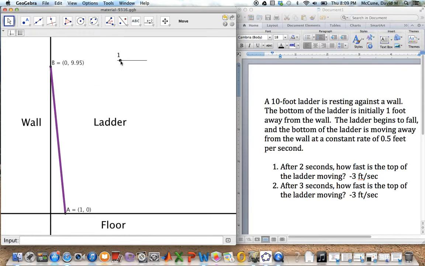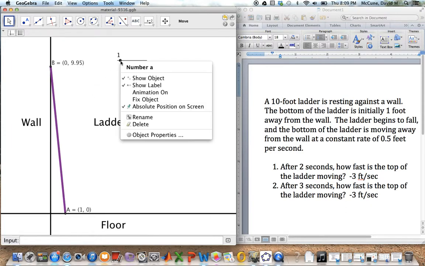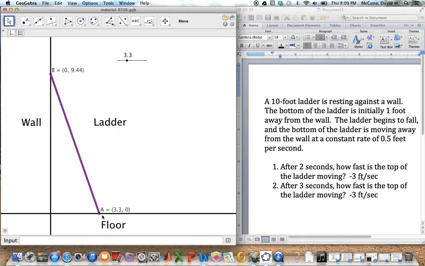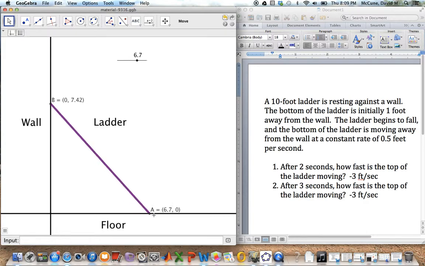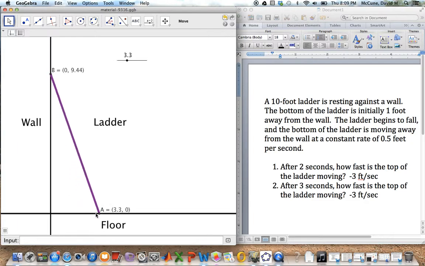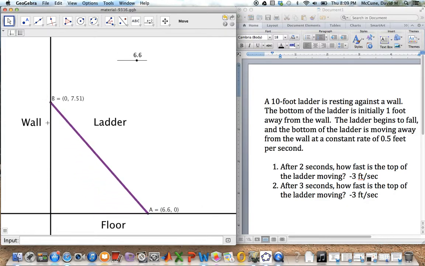So I'm going to turn a movie on of the ladder falling. And what I tell the students at first is, keep your eye on the bottom of the ladder. Notice it's moving at a constant rate of speed, right? Now, look at the top of the ladder. Is it moving at a constant rate of speed? Well, the answer is no, right? Even though the bottom is moving at a constant rate of speed, the top is accelerating. Its rate of speed increases. It starts off falling slowly, and then it speeds up.